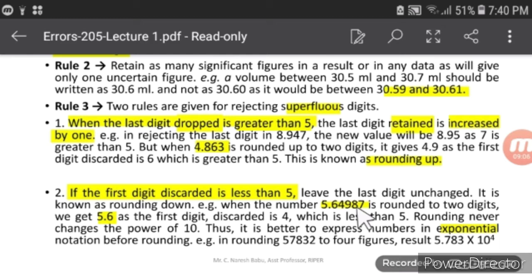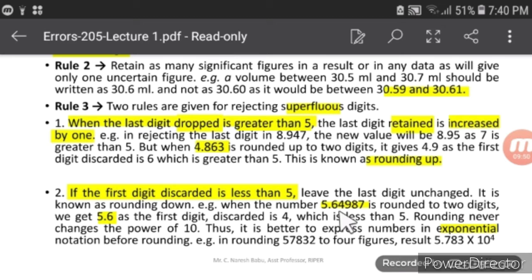For it, here is a rule of rounding down. If the first digit discarded is less than 5, then what should we do? Just skip all the non-significant figures. Like 5.64987, here the 4 is just less than 5. In that case just skip all the non-significant figures, and our accurate value will be 5.6. It is according to the rule.